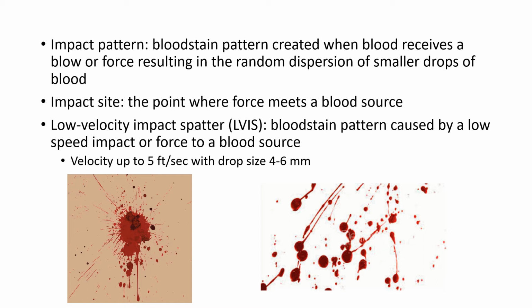These are going to have drops that are anywhere from 4 to 6 millimeters across. So drops are going to be much larger, and we're overall going to have less of them. You can see an example of the low velocity on the right. Notice that it has fewer drops than the high velocity we looked at, and they're much larger.